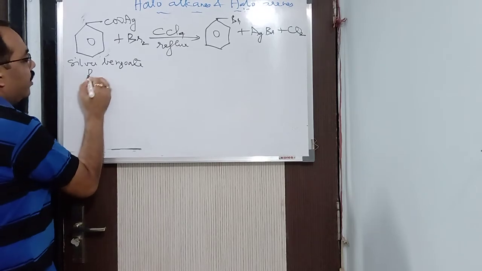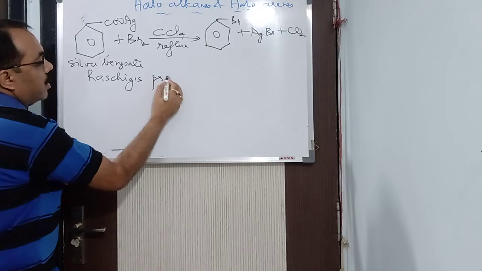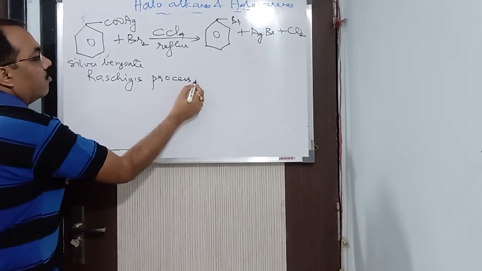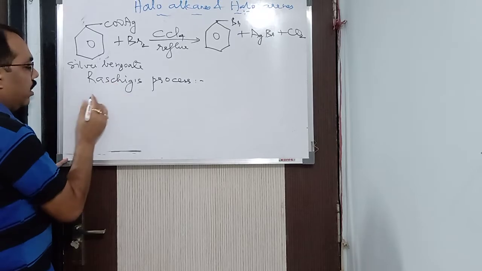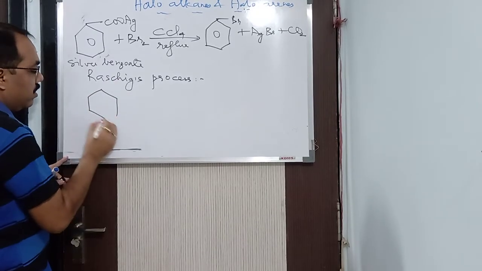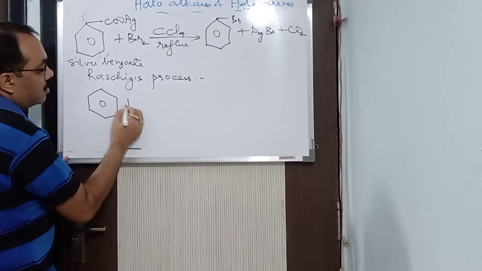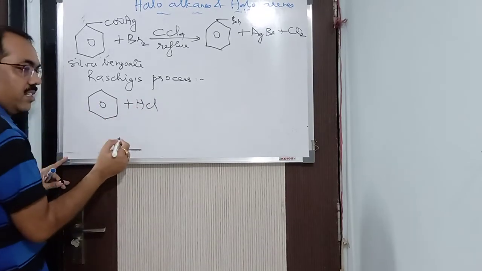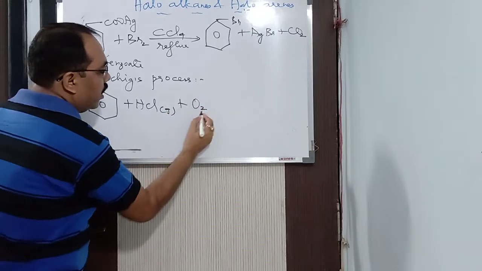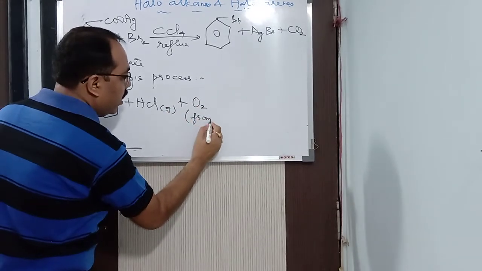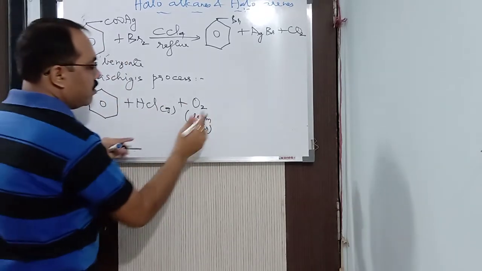Similarly, we also have another process, that is Raschig's process. It is an industrial method for the preparation of aryl halides. Here we are taking benzene, plus HCl, which is in the gaseous state, remember it, plus oxygen. Now where are we getting the oxygen from? From air. This means these two are gaseous.